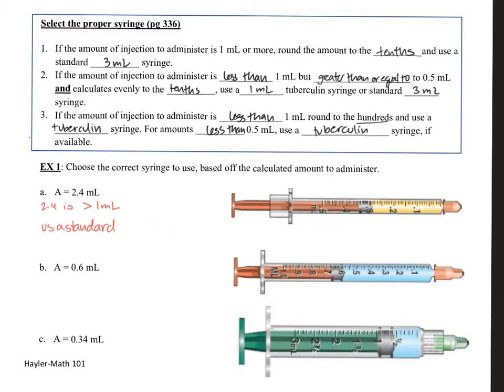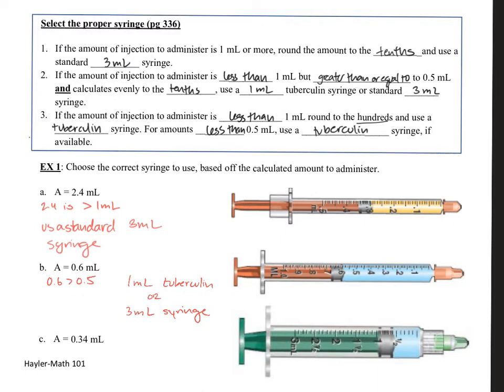Now let's look at B. Take a moment, pause the video, and see which one you think we're going to end up using. Oh, real quick on that, I do want to write out what standard, standard 3 milliliter syringe, just to be clear. So for B, the amount to administer is 0.6 milliliters. Since 0.6 is greater than 0.5, and it also calculates evenly to the tenths place, we're going to use either a 1 milliliter tuberculin syringe or a 3 milliliter syringe. Okay, so either one of those options would work.